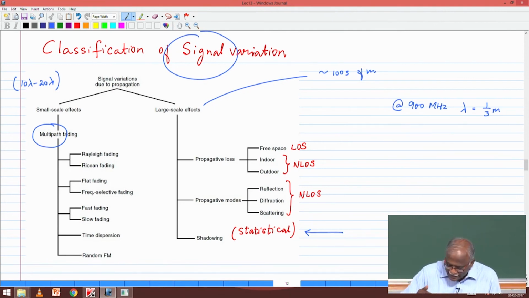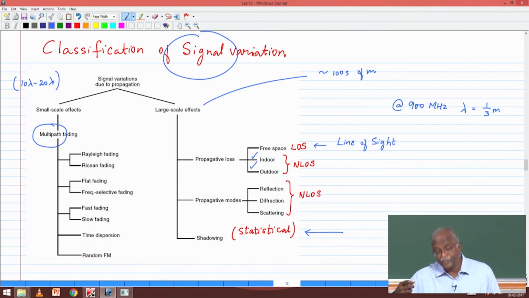Now let's start by understanding what these parameters tell us. Free space propagation is large scale. You can have free space propagation over long distances, but it happens only with line of sight. There are no obstructions between the transmitter and receiver. Now in cellular we never assume that there is line of sight, and so more or less everything else is non-line of sight. NLOS is non-line of sight. Non-line of sight could be indoor propagation or outdoor propagation. Both are valid environments.